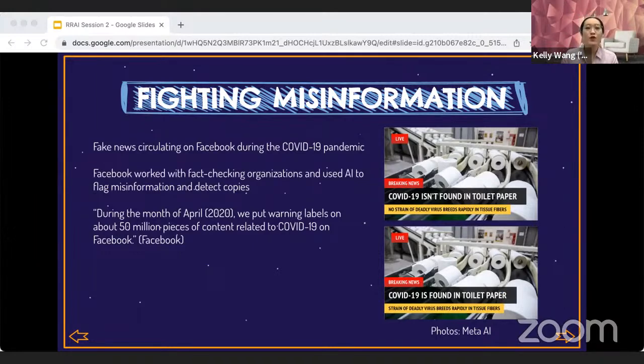And that one little difference just gives the news story a whole new meaning. Facebook says it's been working with fact-checking organizations and uses AI to flag misinformation and then detect copies. In fact, in just 1 month in April 2020, Facebook put warning labels on 50 million pieces of content related to COVID.